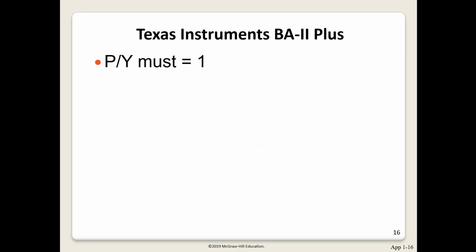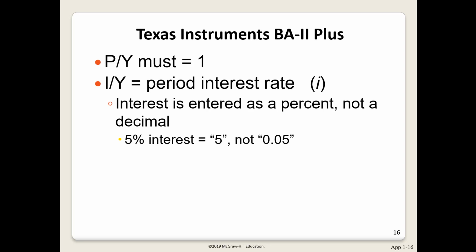Periods per year must be set to 1. To check this, press the second and P/Y key. If the value displays as 1, then you're good to go. If not, enter a 1 and press enter, and then second and quit. As already mentioned, the interest rate in your calculator is entered as a whole number. 5% is entered as 5.